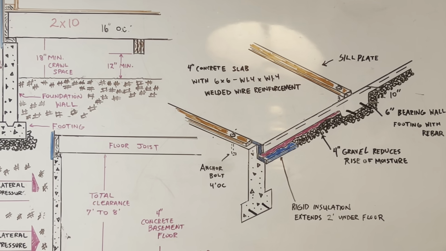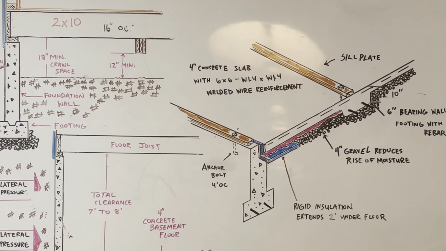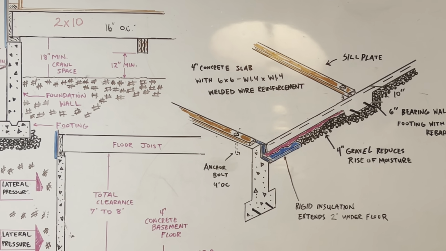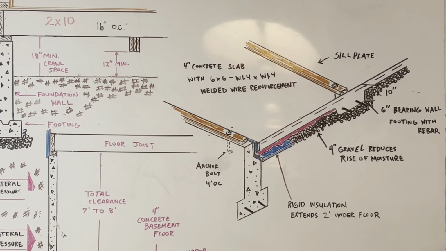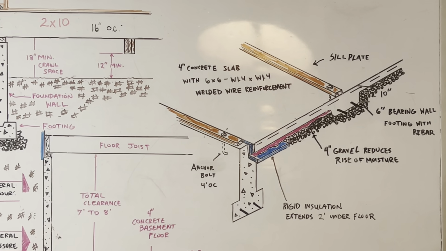Slab at grade floors can also be combined with grade beams, which I talked about in my last video, an inverted T, rectangular or battered foundation walls.